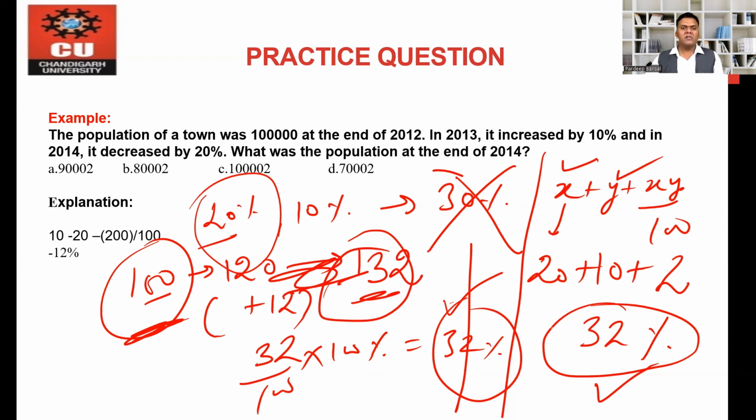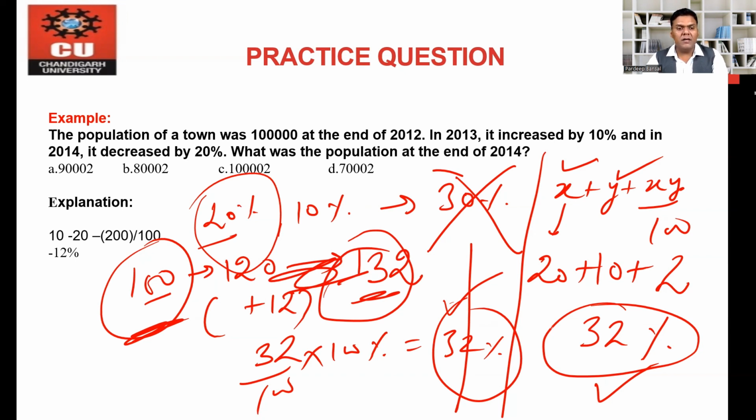In this question, it says the population of a town was this and this at the end of 12. In 13, it increased by 10. In 14, it decreased by 20. What was the population at the end of 2014? Let's say the question is, what is the percentage increase or decrease by the end of 2014? So the first value is plus 10 because it's an increase. Can I use this same shortcut for answering decrease questions? Yes, but the only apprehension is you need to use a negative sign with the value.